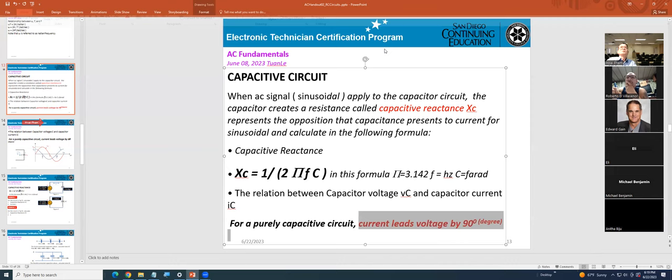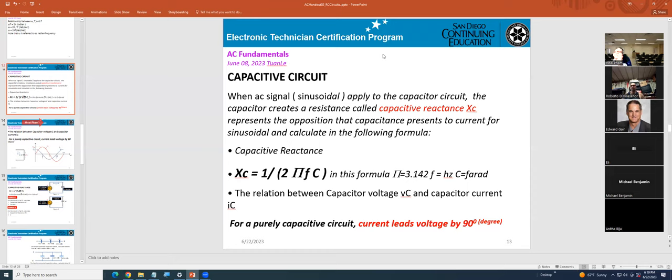Okay? So, remember, when you connect a capacitor into the AC circuit, it creates a resistance. That's what we call capacitive reactance, XC, and the unit is the ohm. It is calculated by the formula 1 divided by 2 pi FC, where pi equals 3.142. In this formula, F has to be in hertz, the frequency, and C has to be in farad.